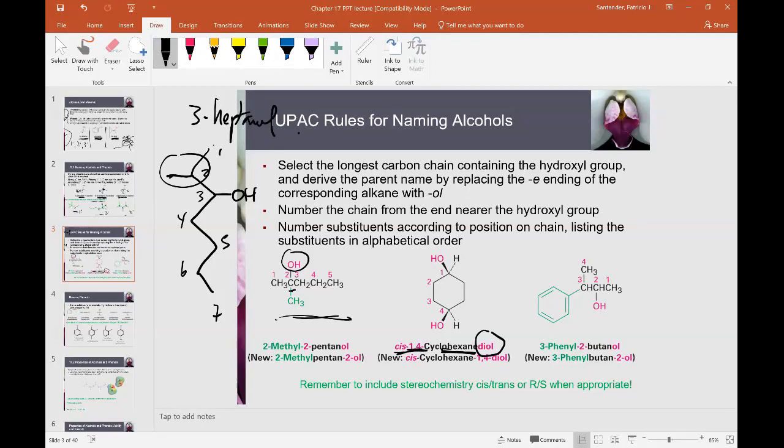Here the two OHs are in the upper face of the molecule, so we say this is the cis-1,4-cyclohexanediol. As I indicate here, you need to indicate cis or trans or R or S when you have some stereochemistry in this molecule.